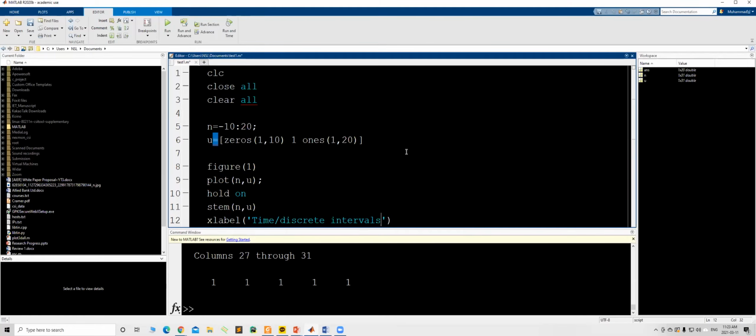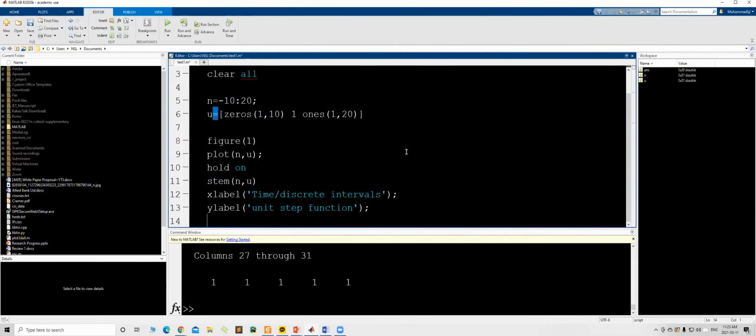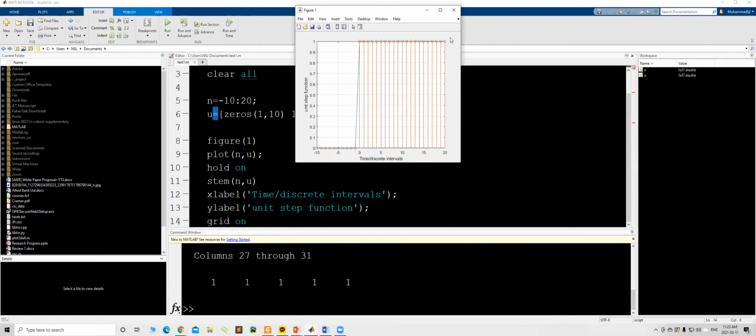And what is my y-axis? My y-axis is the unit step function. Unit step function. And that is it. And then I will just simply turn the grid on, and you should see a unit step function here.